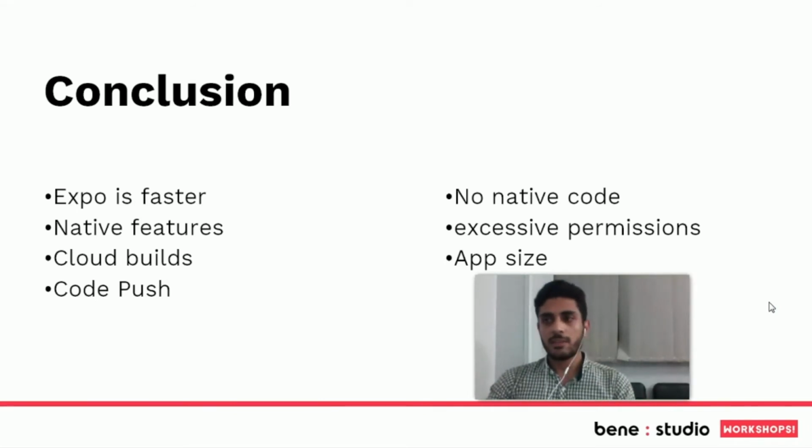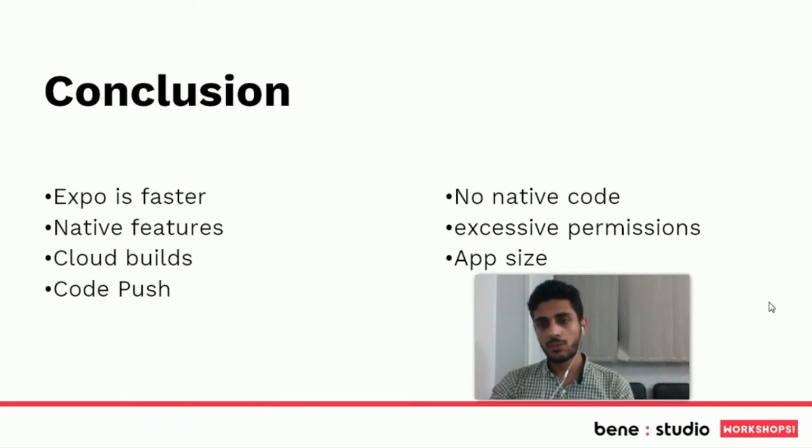Another thing is the excessive permissions. Now, I have explained that Expo's native SDK allows you to reach the camera, the contacts, the sound, the microphone. That also means that when you install an Expo application, the native SDK has access to all features in your phone. It has access to all sensors. It has access to everything.